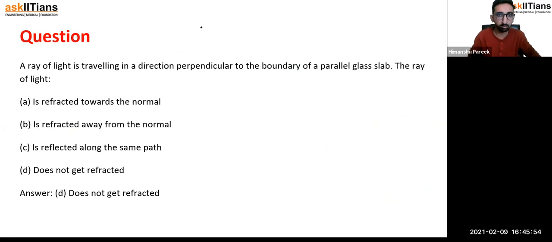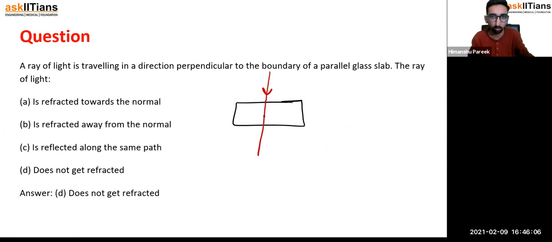A light ray is traveling in a direction perpendicular to the boundary of a parallel glass slab. So that's a glass slab and the light ray is coming perpendicular to it. That's the light ray coming. Will it bend? Not at all. It will go straight.